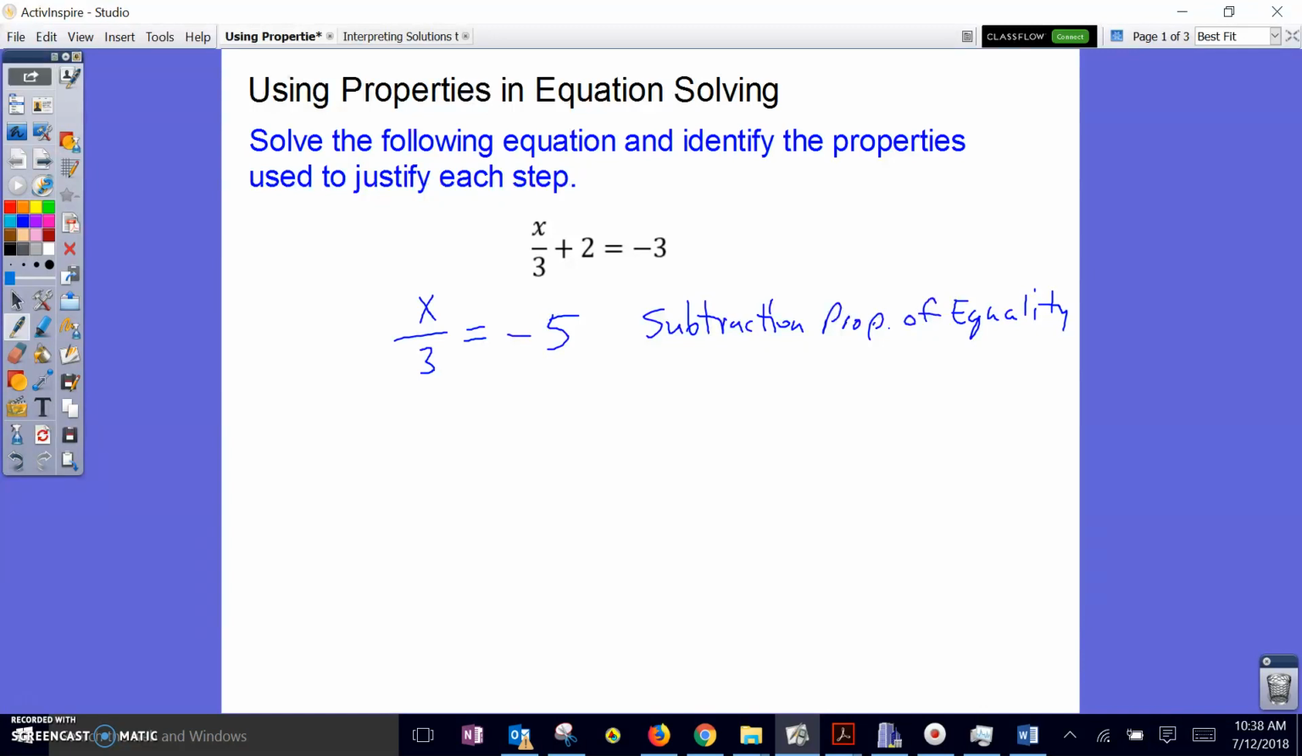Okay. Now, in order to solve for x, what do we need to do next? We've got x divided by 3 equals negative 5. To get rid of that division by 3, we're going to multiply both sides by 3. And what property do we use when we multiply both sides by the same number to maintain equality? We use the multiplication property of equality.